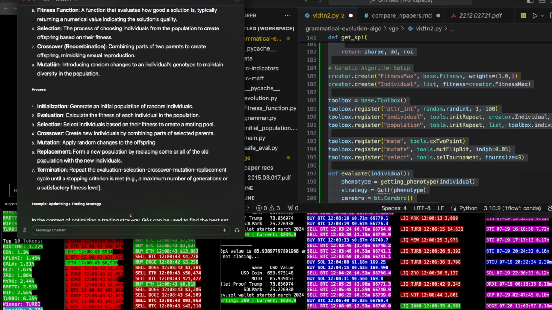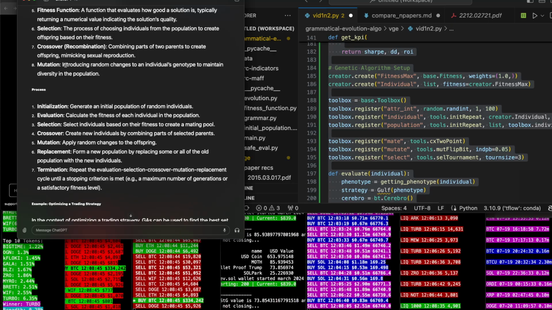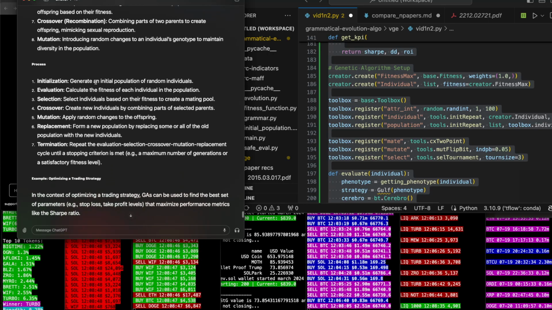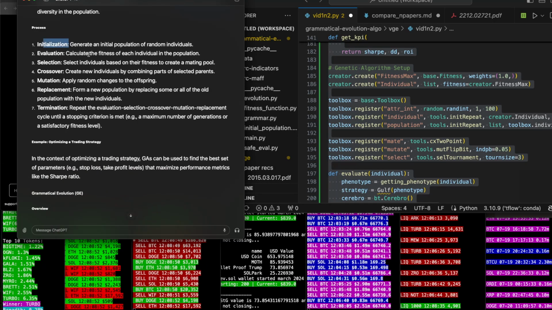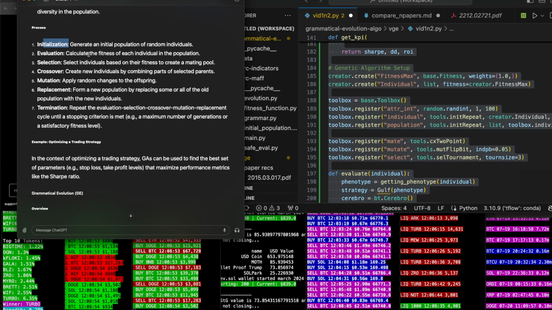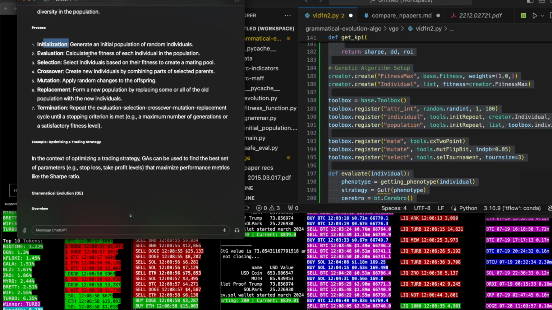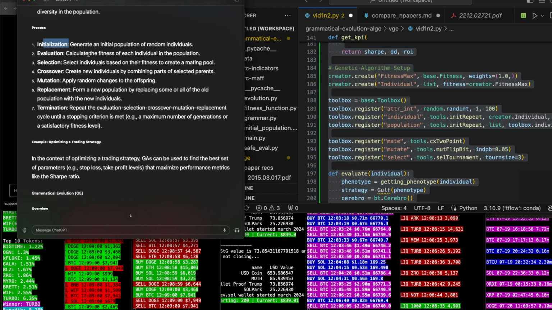reproduction. Mutation, introducing random changes to an individual's genotype to maintain diversity in the population. Initialization, generate an initial population of random individuals. Evaluation, calculate the fitness of each individual in the population.